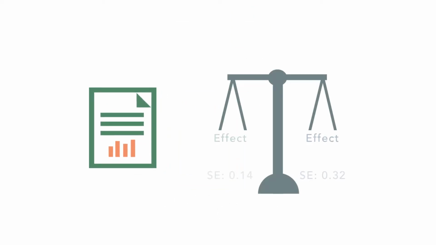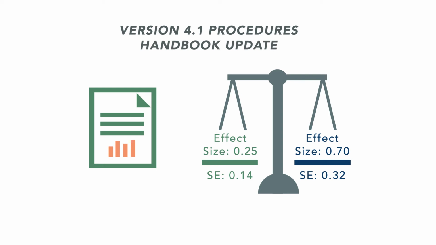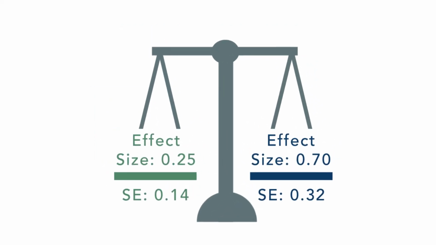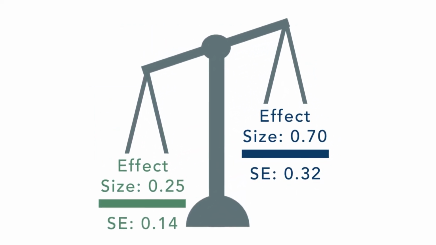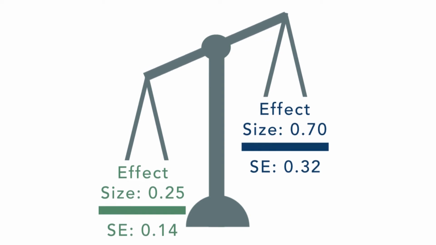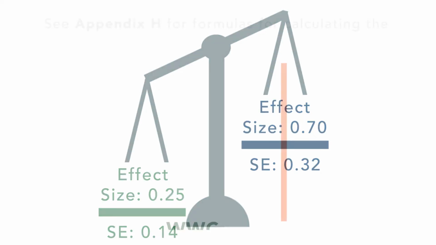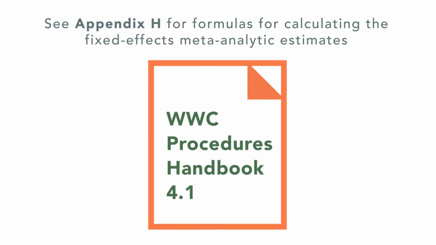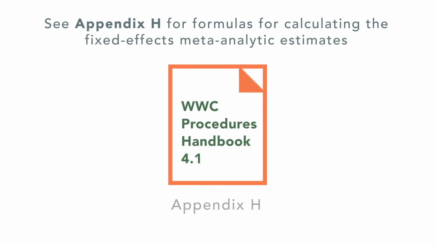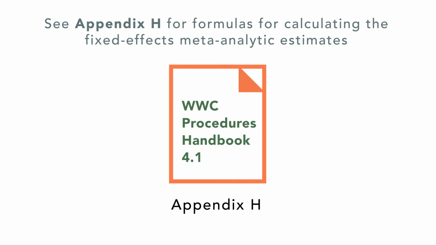Previously, in intervention reports reviewed under version 4.0 or earlier, the WWC calculated an unweighted average of the effect sizes of studies within an intervention report, assigning equal importance to each effect size. Now, in version 4.1, each individual effect size will be weighted by the inverse of its variance prior to averaging. This change allows larger studies to contribute more in determining the magnitude of an overall intervention effect. Formulas for calculating the fixed effects meta-analytic estimates can be found in Appendix H of the WWC Procedures Handbook.